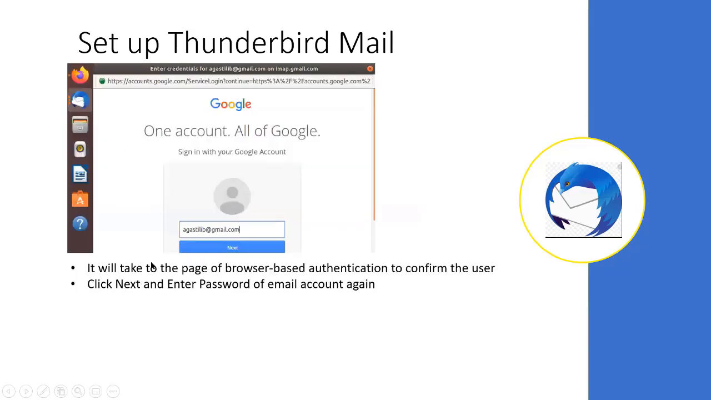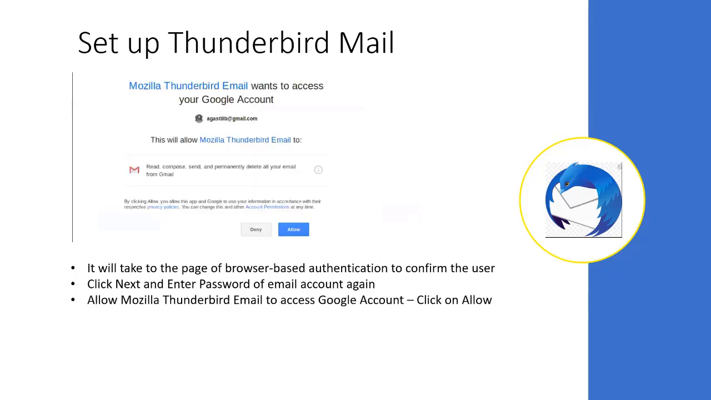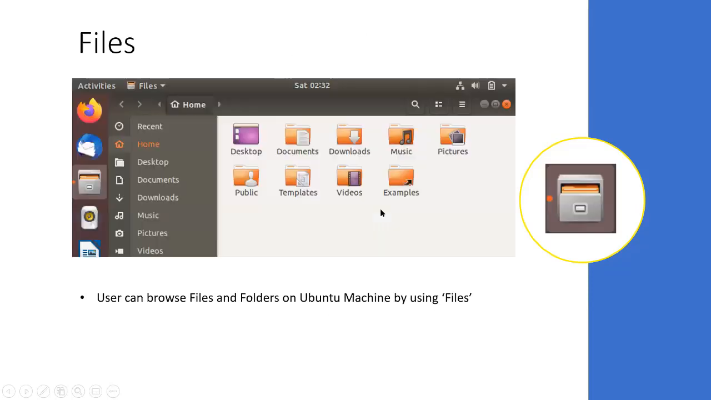Then it will take you to a page of browser-based authentication of Gmail to confirm the user. Click next, enter the email address and click next. Then in the next screen you need to enter the password. Then it will take you to a page of browser-based authentication to confirm the user. Click next and enter the password of the email account again. Allow Mozilla Thunderbird email to access the Google account. Click on the allow button.